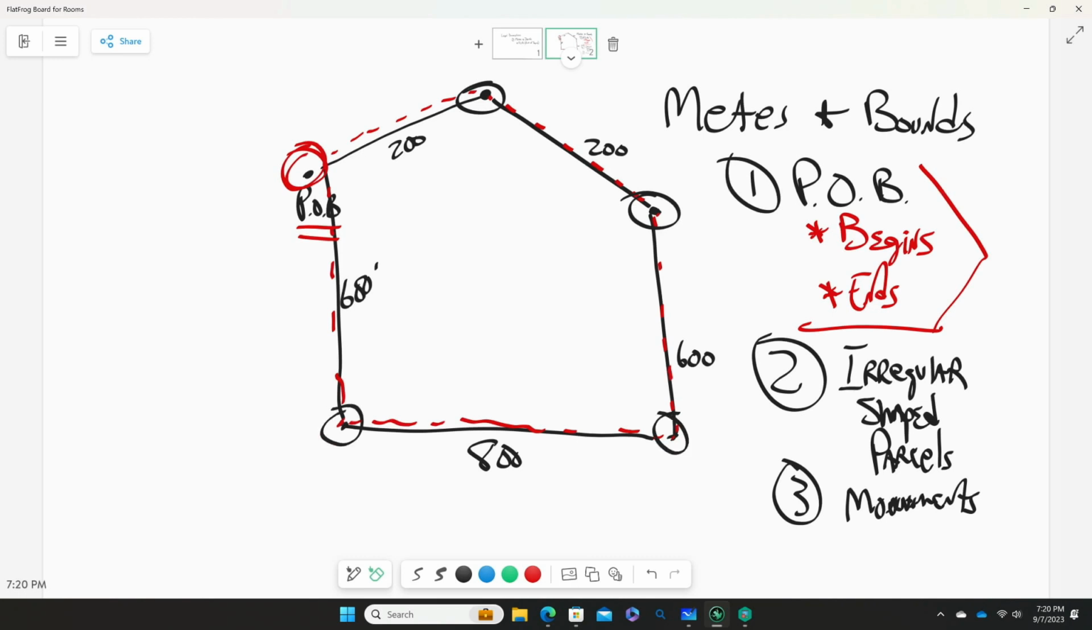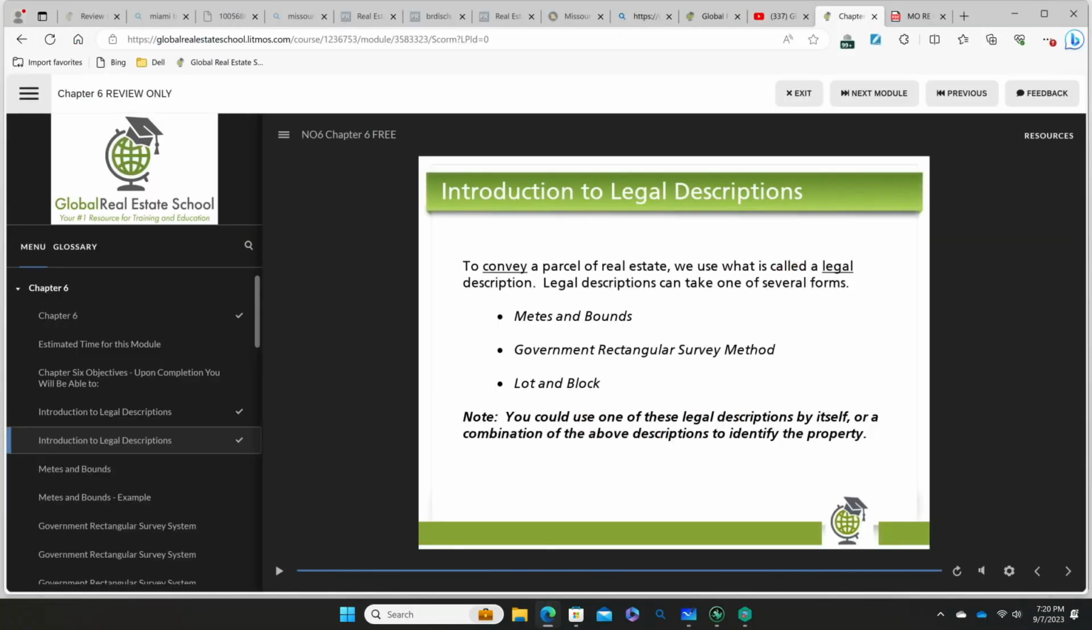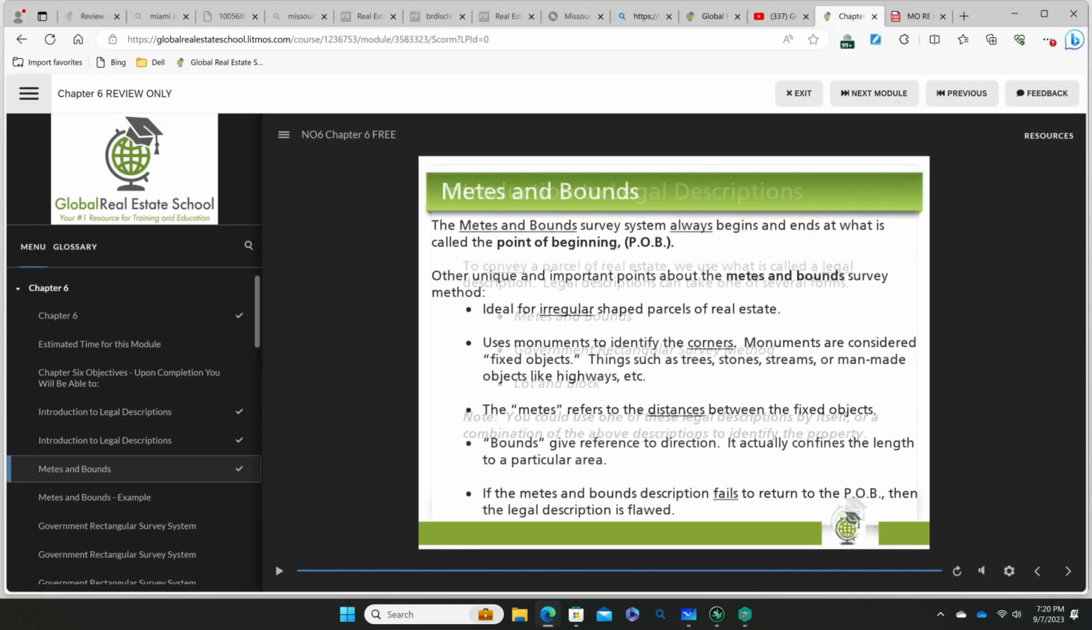And so those could be anything such as rocks or trees, years ago, or stakes or rods in the ground that they put there. It could be a number of things. And so as we come back over here to our session, notice that I mentioned that meets and bounds survey always begins and ends at what is called the point of beginning.